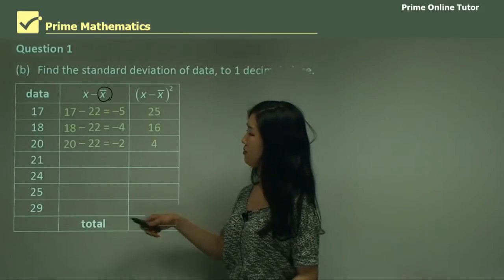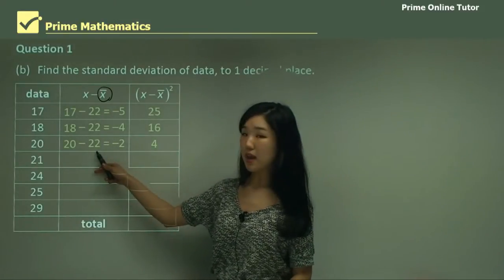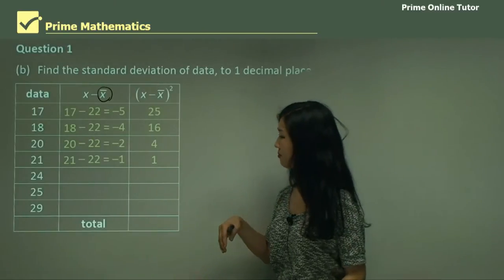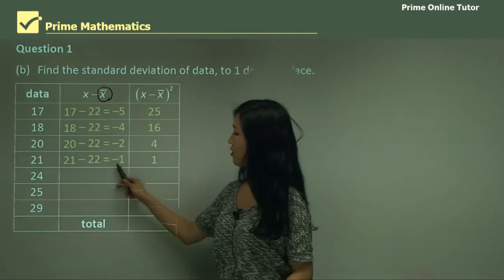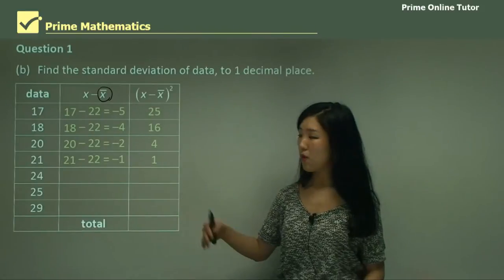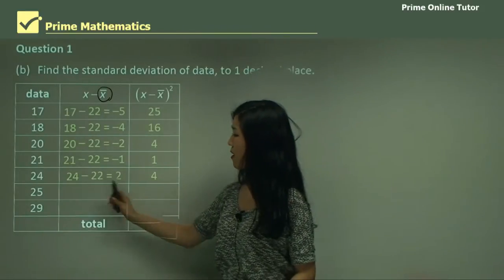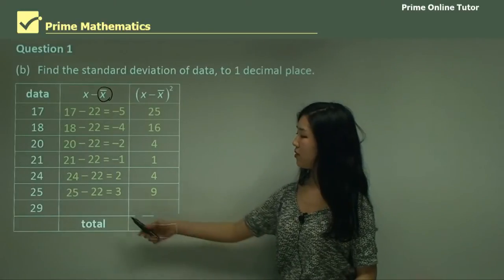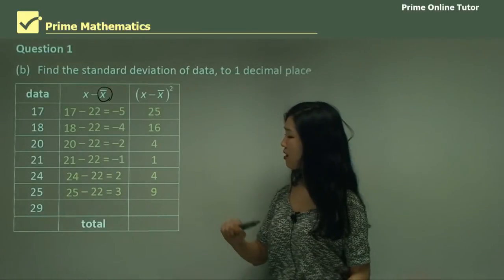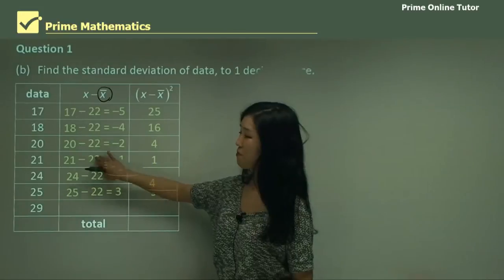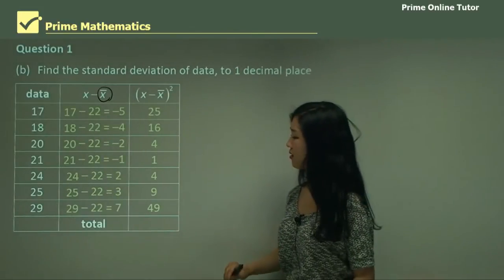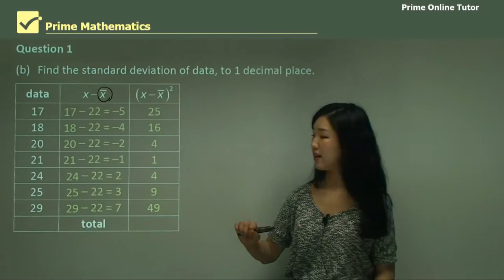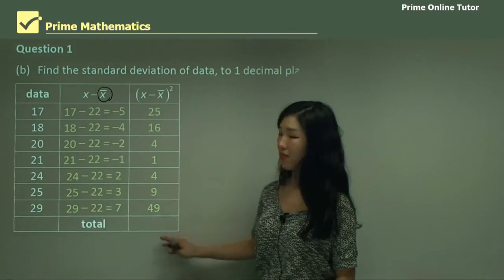So I'll do the next one. 20 minus the mean equals -2. Square it, gives you 4. 21 minus 22 is -1. Square it, gives you 1. 24 minus 22 is 2. Square it, you get 4. This time you get 3, squared is 9. So I'm subtracting the mean each time from the data. And 29 minus the mean is 7, squared is 49. Now I need to add all this up to get the total.